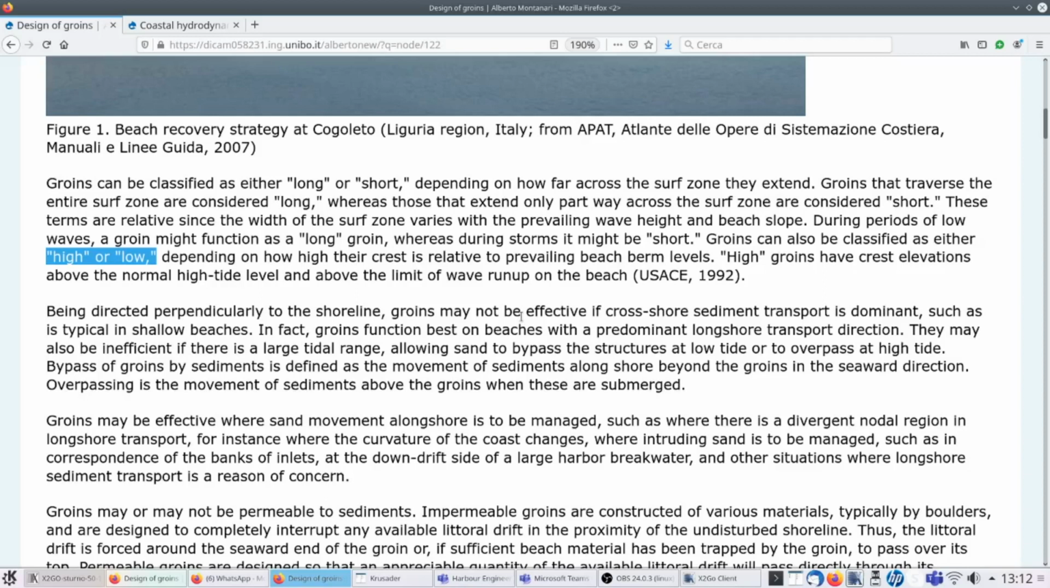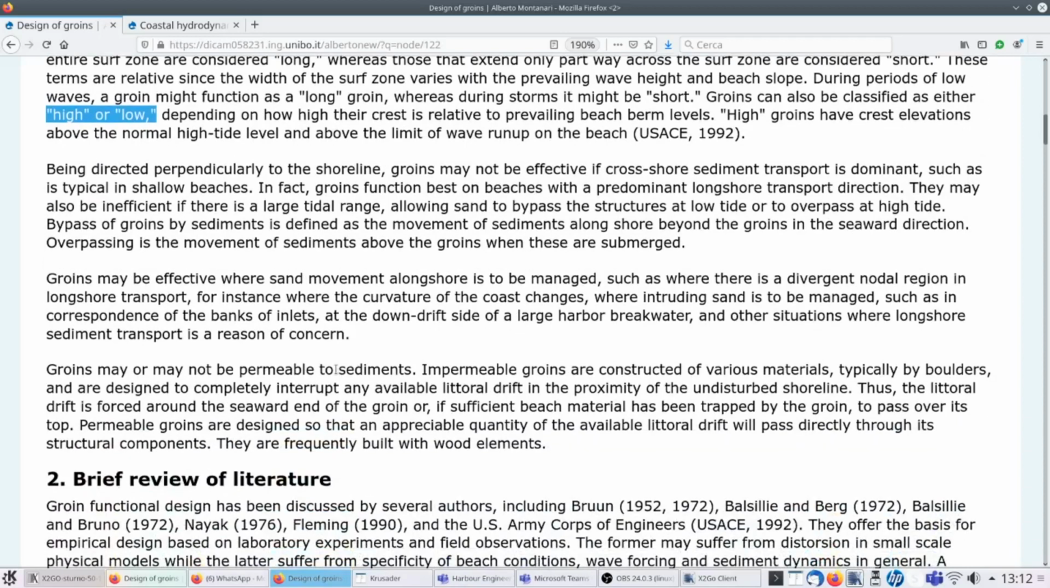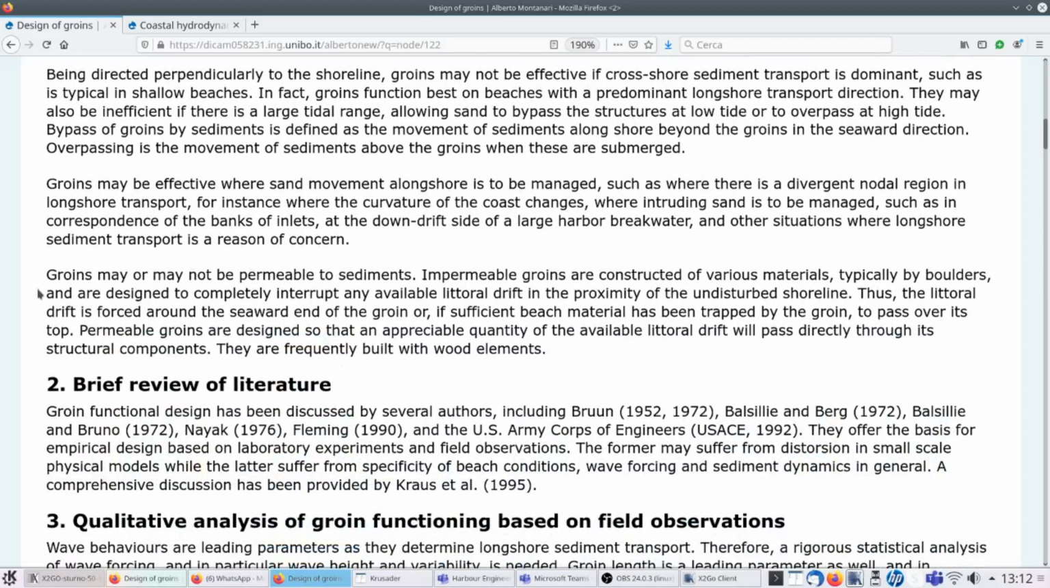It depends on the dominant wave direction. Usually, if waves are coming from a given direction, it's better to give an inclination to the groins so that they are directed towards the dominant wave direction, so that the waves arrive parallel to the groin in a way. And so let's say that about the design.